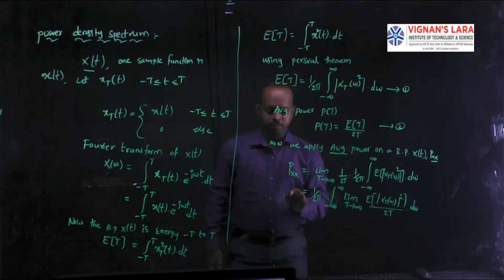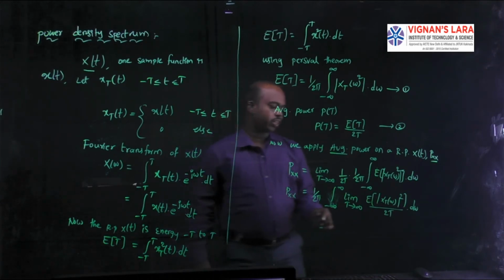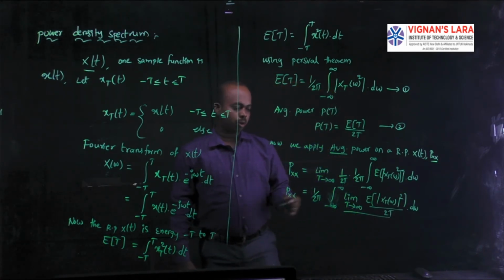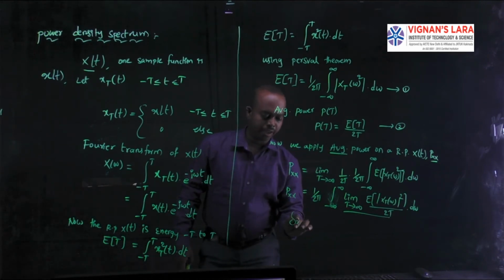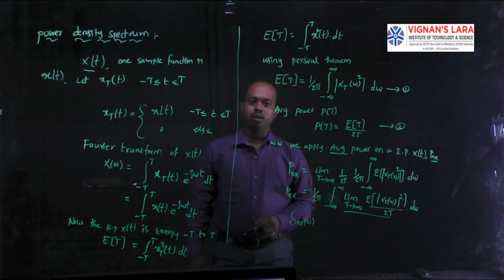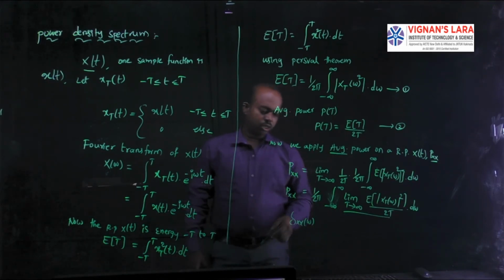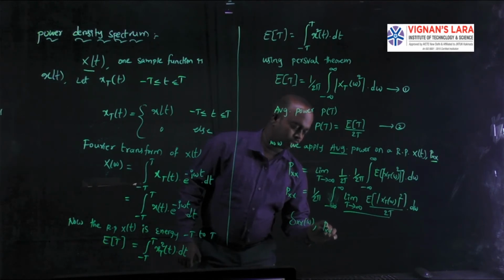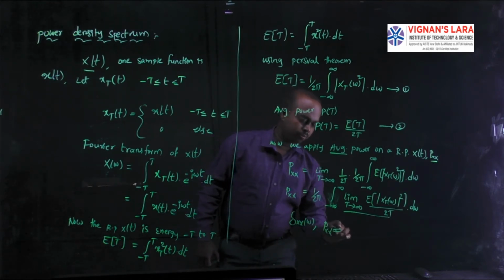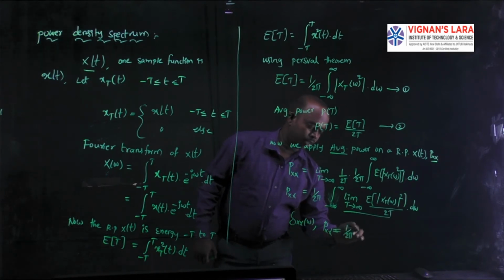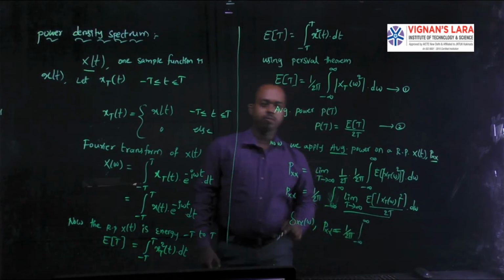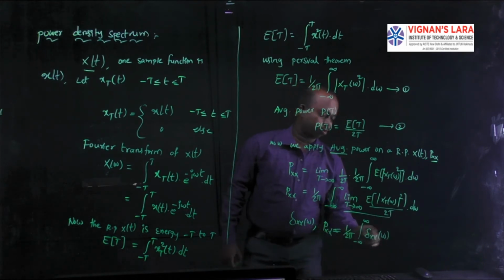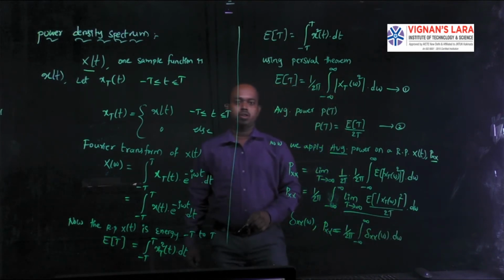In this relation, the function inside the integration we call the power density spectrum. The power density spectrum we represent with S_XX(omega). Here we represent the total average power of a random process P_XX in terms of its power density spectrum as 1 by 2 pi, integral minus infinity to plus infinity, S_XX(omega) d omega.